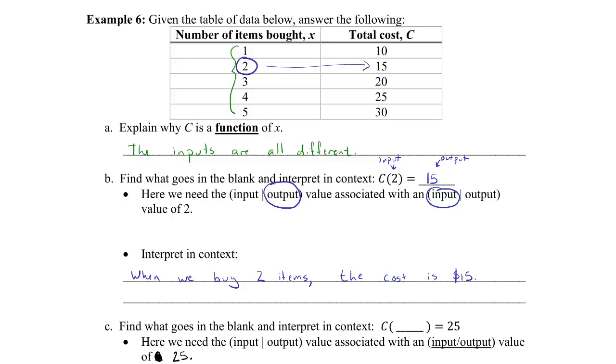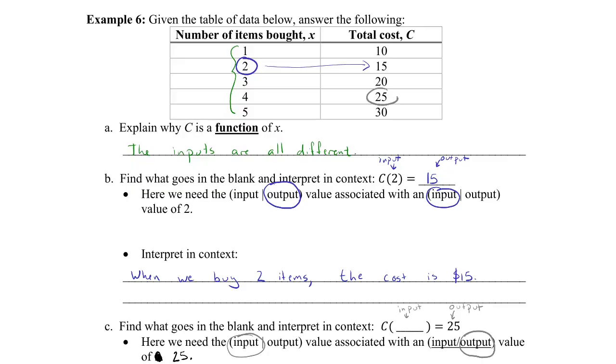In this next part, notice we have a blank for the input. And we're told the output is 25. We need to find the input associated with the output value 25. And in the paper, there's a typo. We're looking to find the input associated with the output 25.